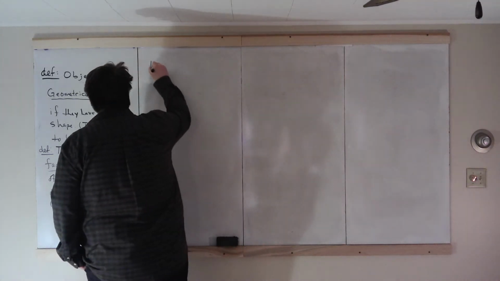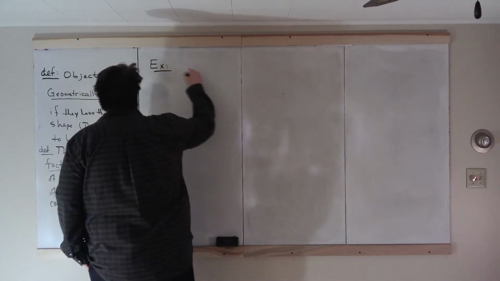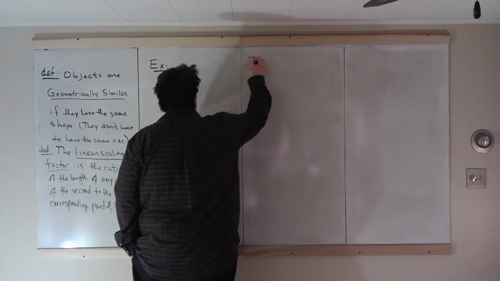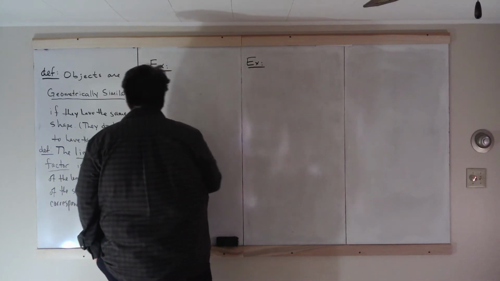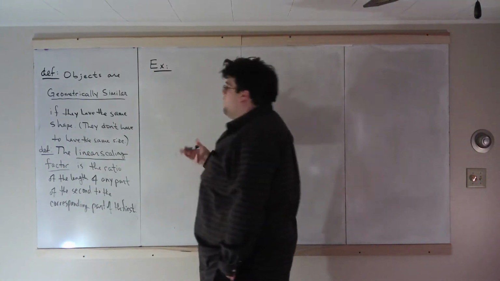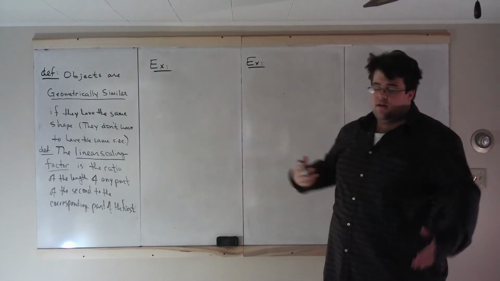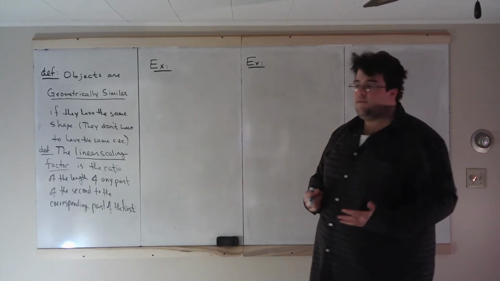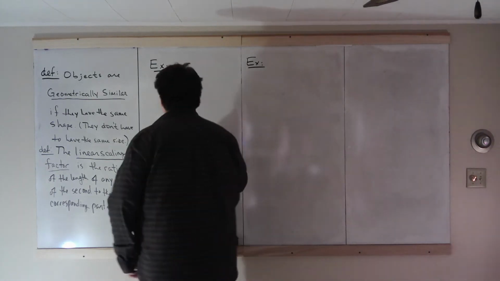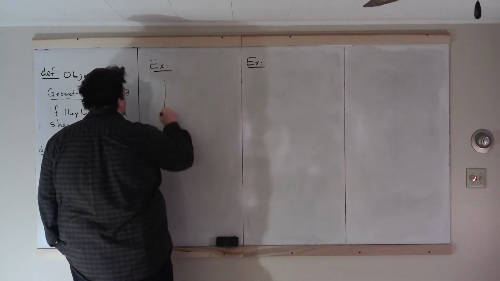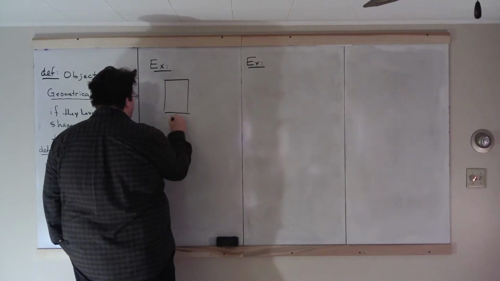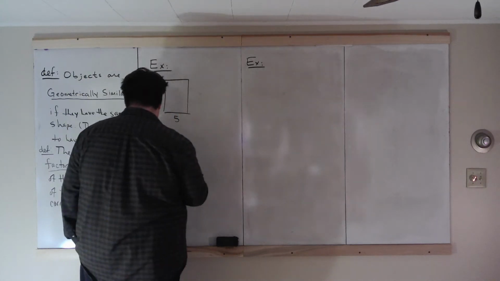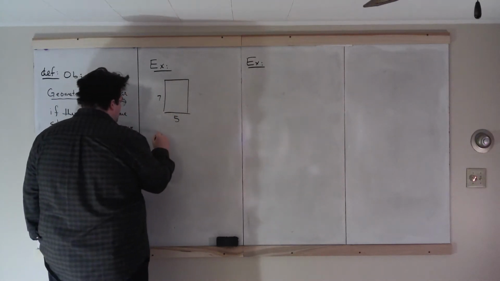So how can we use this linear scaling factor to determine whether objects are geometrically similar? Well, let's look at these 2 examples. And the question would be, are these objects geometrically similar? And if so, what is the linear scaling factor? That's a lot of words, I'm not going to write that. Just going to draw 2 shapes. A rectangle, we'll say it's 5 by 7. That'll be shape 1.